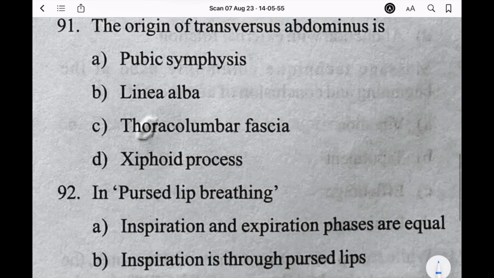Question number 91, the origin of transversus abdominis is. Options are A, pubic symphysis, B, linea alba, C, thoracolumbar fascia, and D, xiphoid process. So correct answer is C, thoracolumbar fascia.